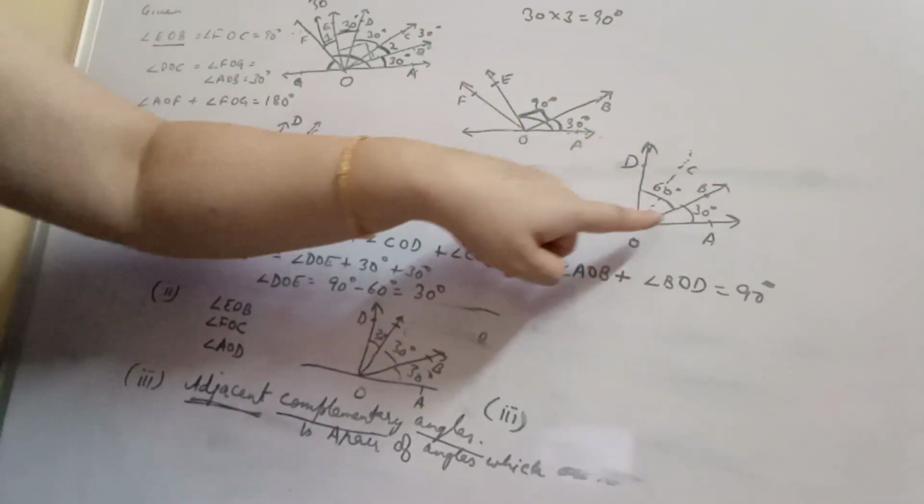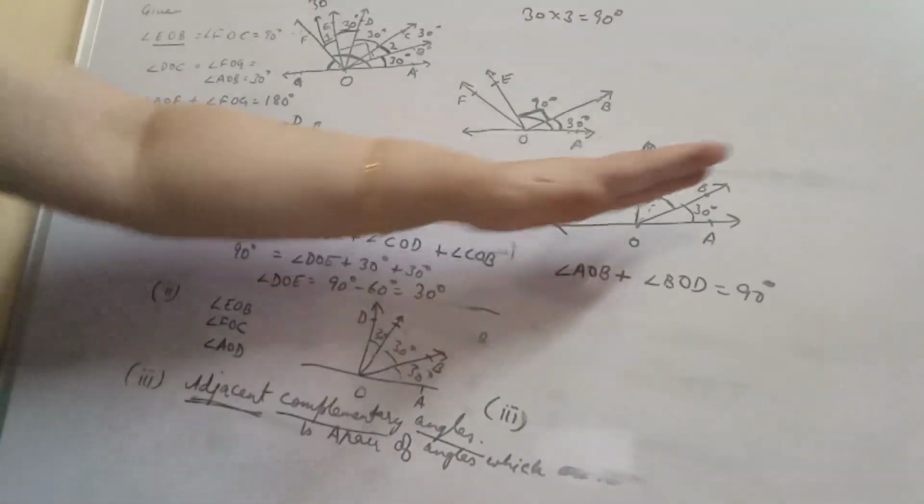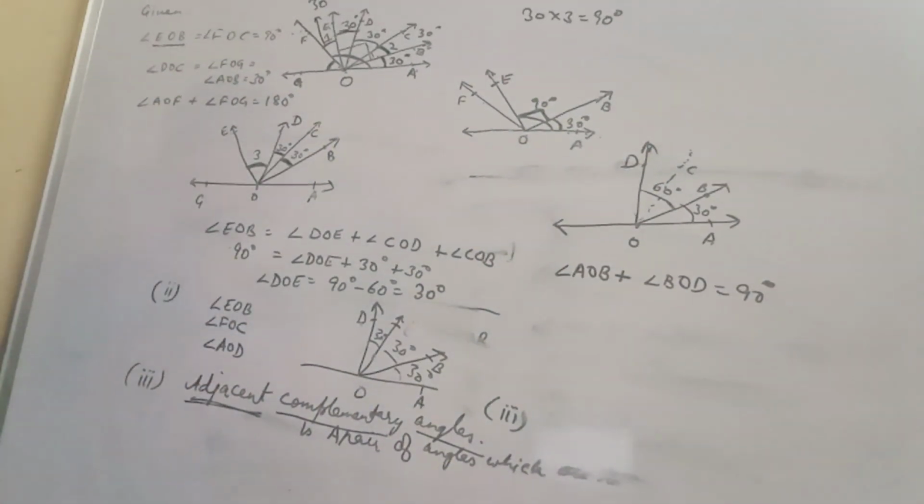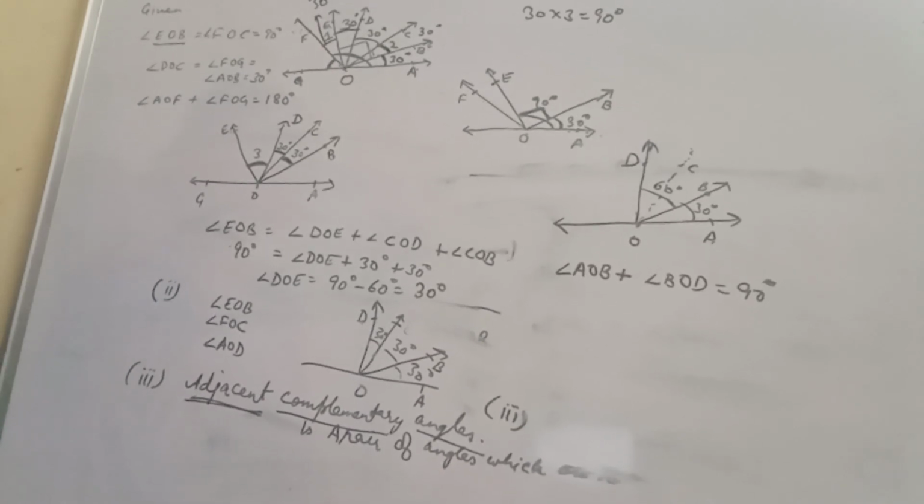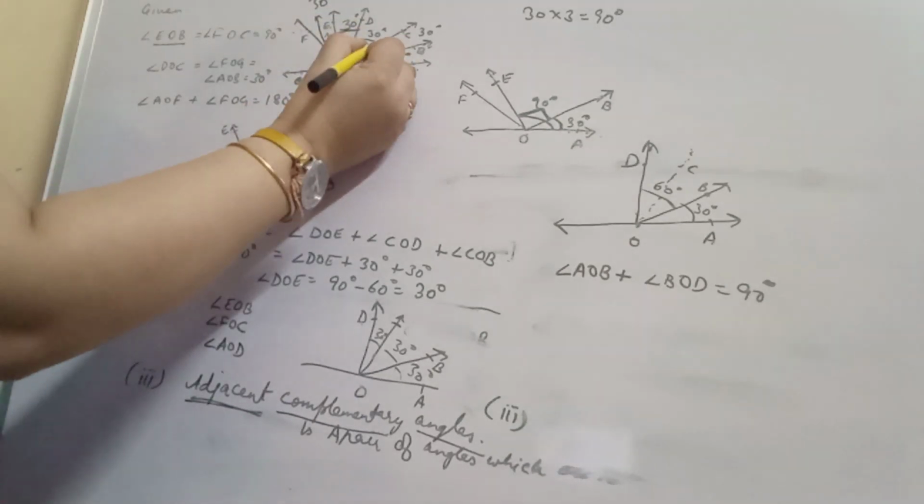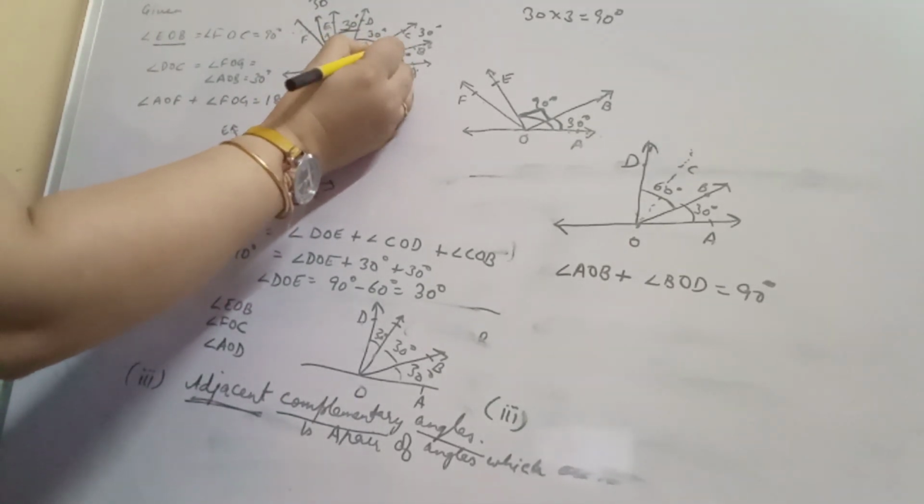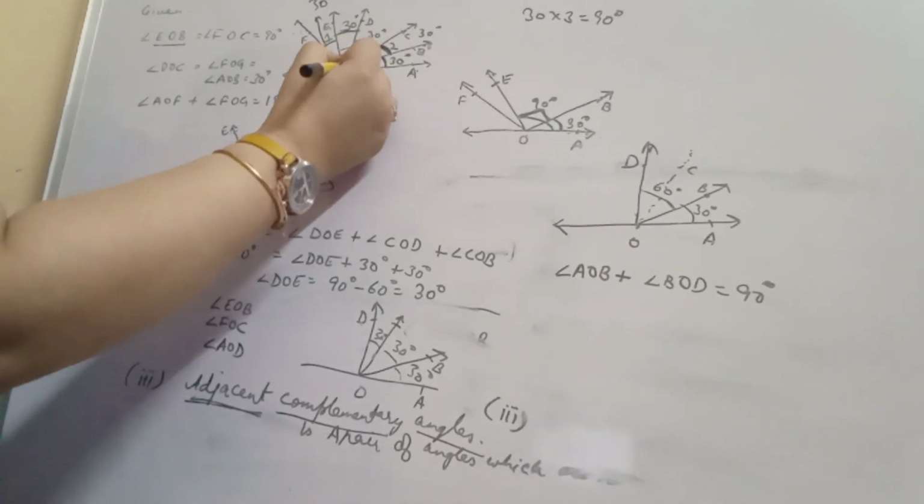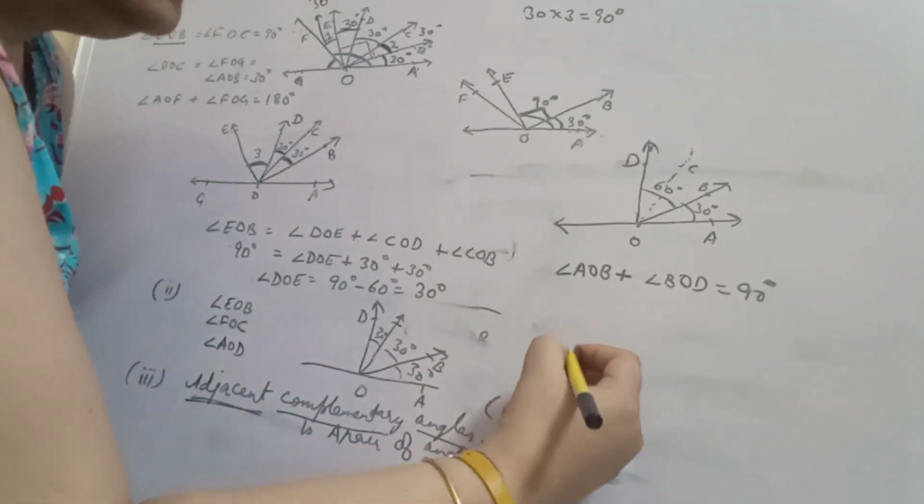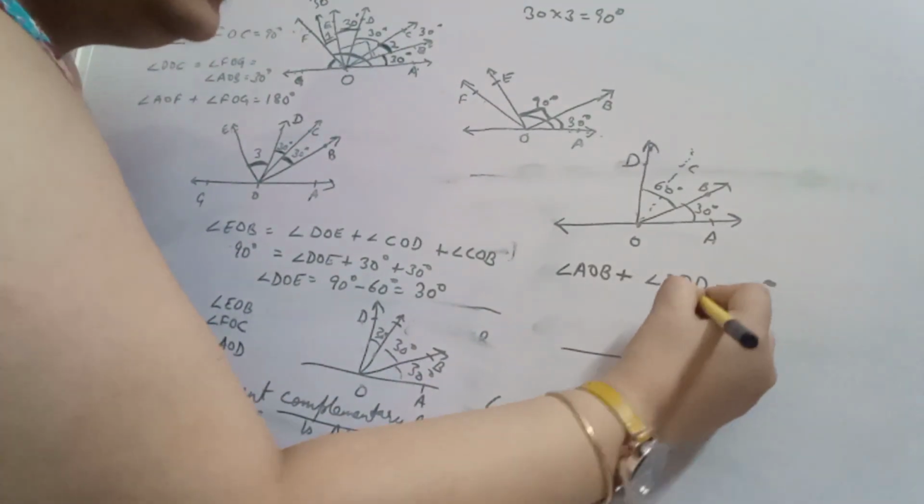They should have a common arm, they should have a common vertex, and other rays should be lying on either side of the common ray. So this is one of the adjacent angles. Then I move to the second pair. It will be BOC. I can draw the figure here.